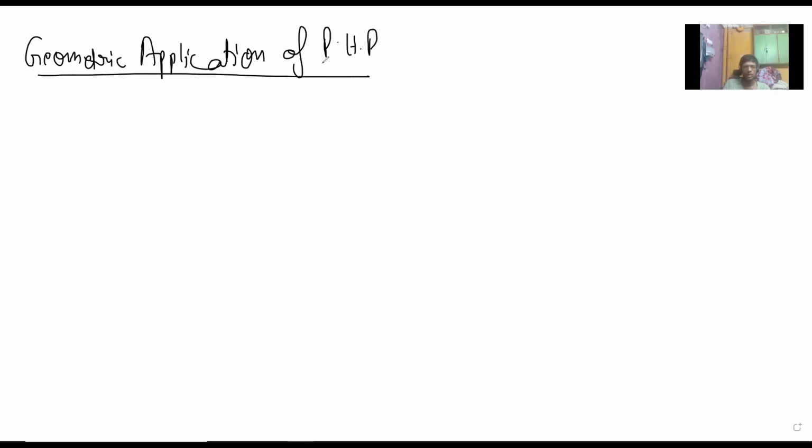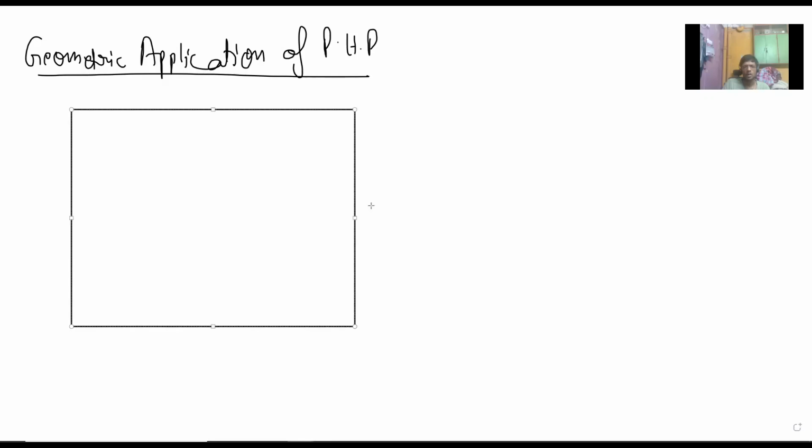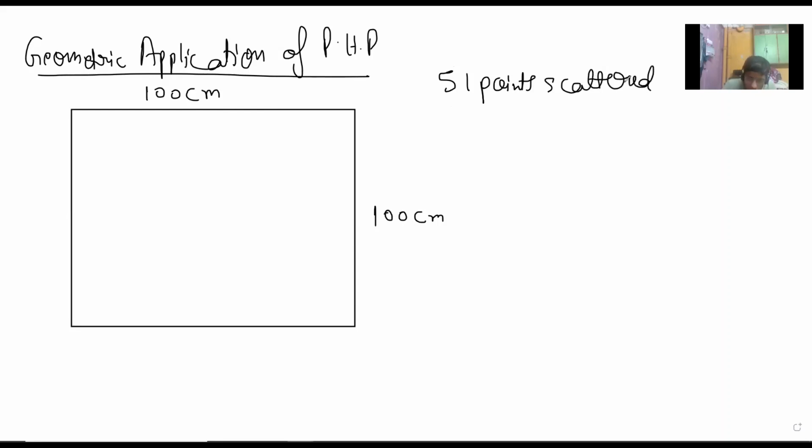This kind of problem we have done, but let's see. So we have a square, 100 centimeter side length. We are scattering 51 points inside the square.